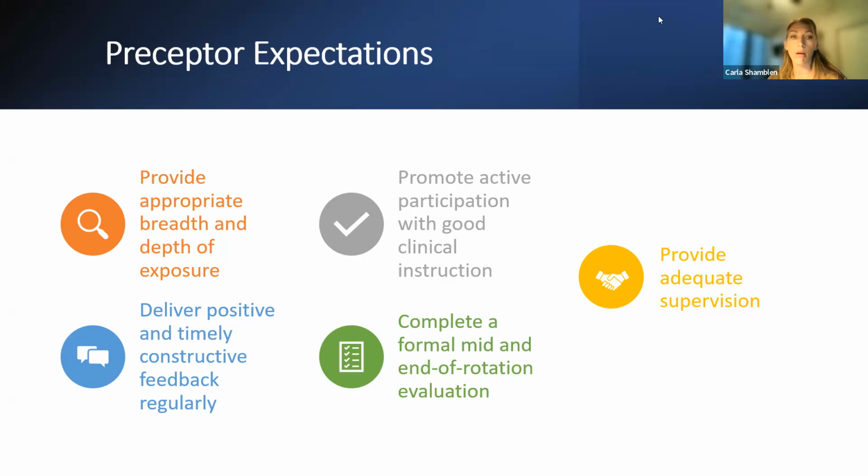And sometimes this is accomplished very casually throughout the day or week by week. But then we also have a formal way to do this. So we have a mid and end of rotation evaluation that we ask you to complete on each student. And then providing adequate supervision. So, recognizing where the learner is in terms of their capabilities and their knowledge and their experience, and then making sure that you're providing adequate supervision to that student.